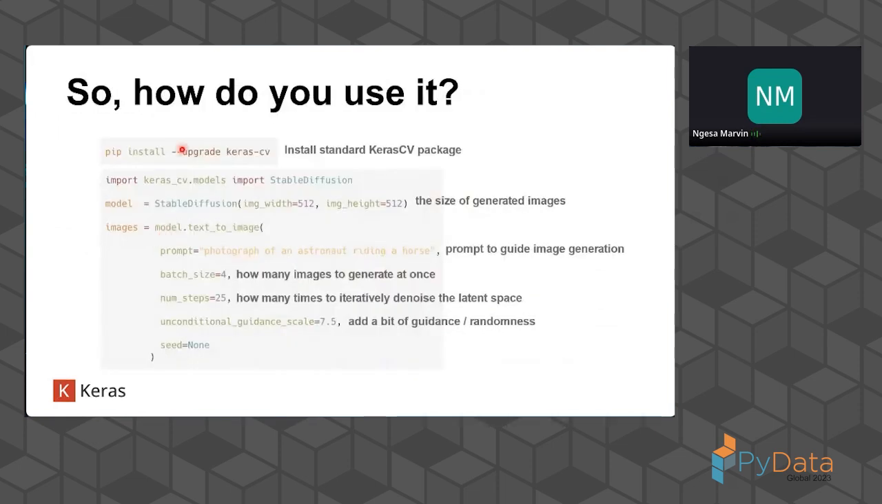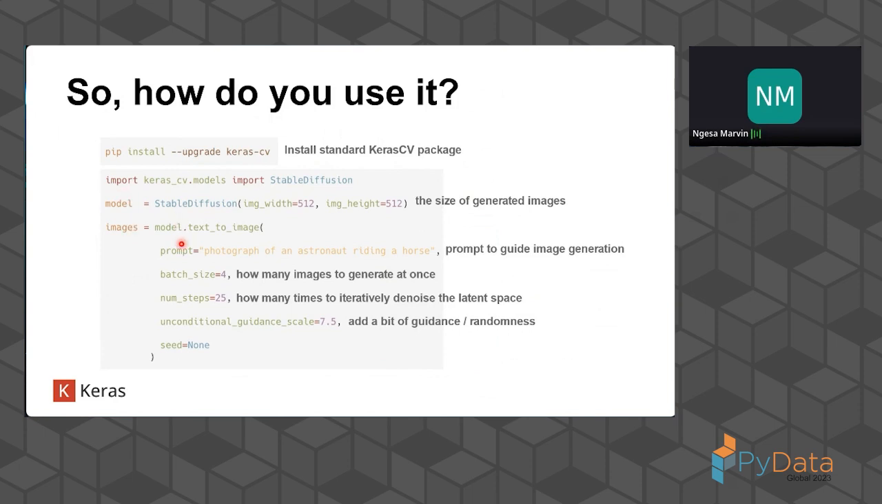And how you do this is that you can install the Keras CV package, and then from keras_cv.models, this is a module, you're going to import this class called StableDiffusion. You can create a variable here called model, and then instantiate the StableDiffusion class, or let's say create an object. Then it has these two variables you can pass: the size of the image that you want to have, in this case 512 by 512, and then you can define another variable called images.